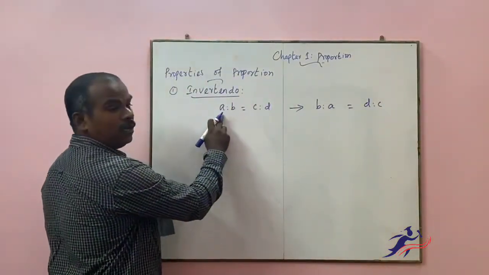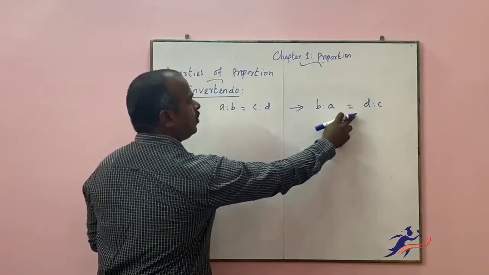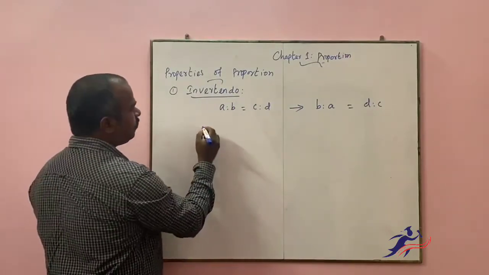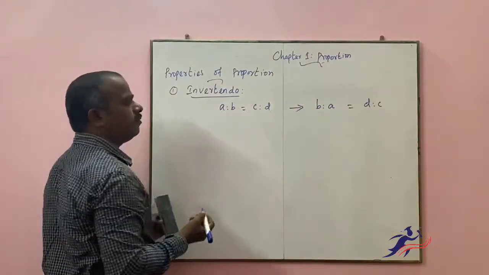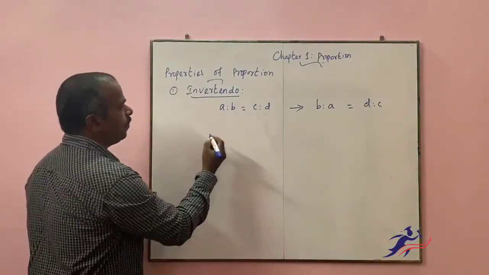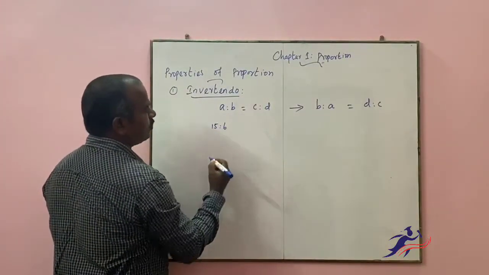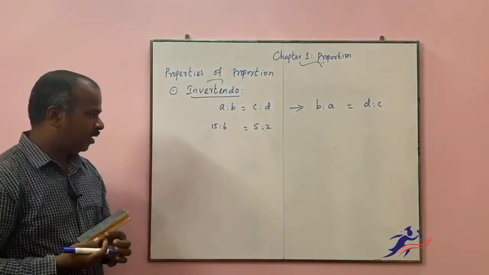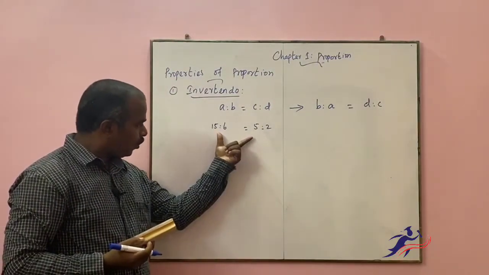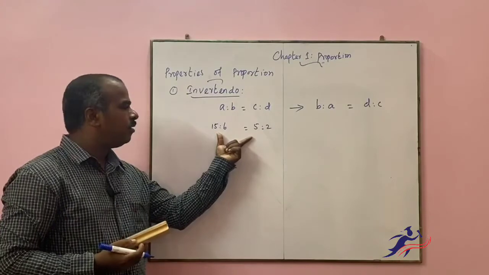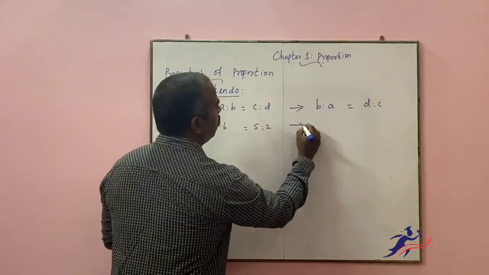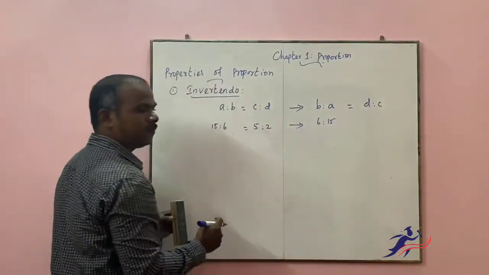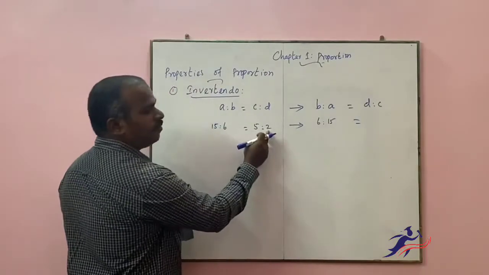That is in the reverse order. B is to A is equal to D is to C. For example, let us take a proportion, that is 15 is to 6 is equal to 5 is to 2. Then the invertendo of this proportion is 6 is to 15 is equal to 2 is to 5.